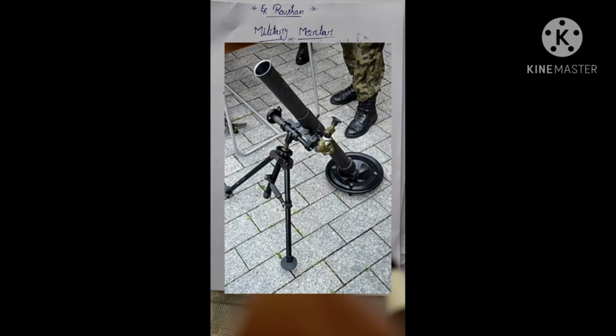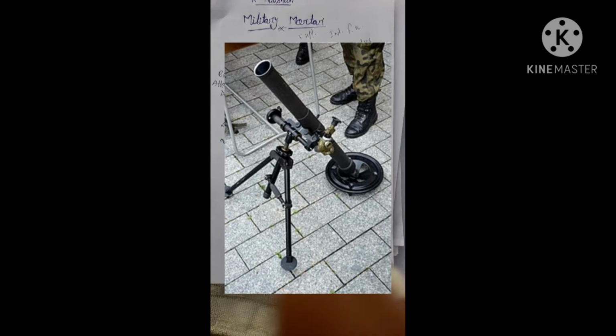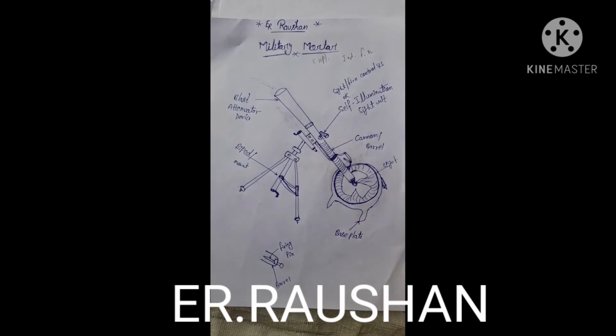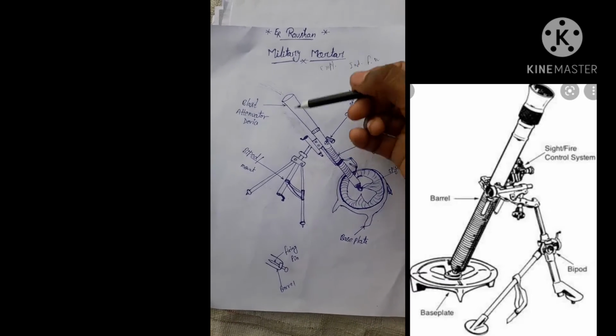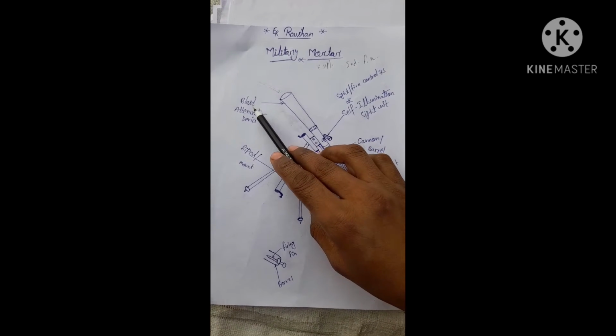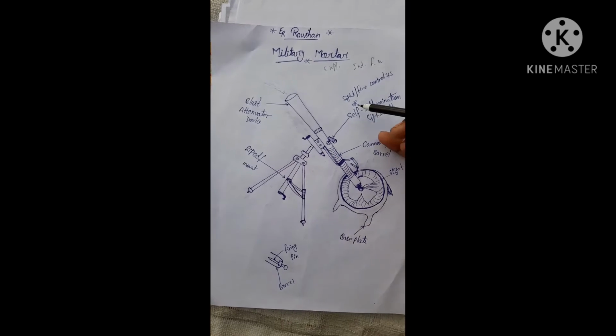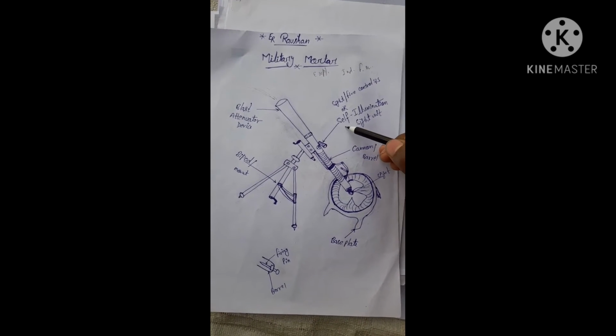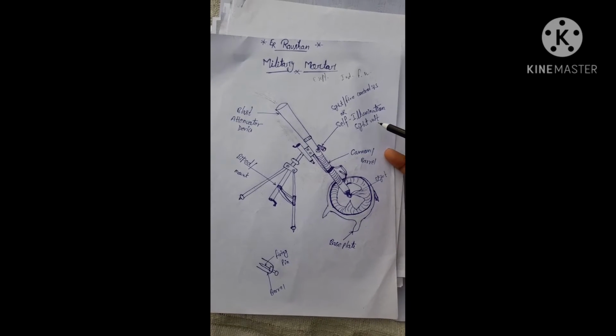Hi friends, today the new topic is military mortar. It is also known as just mortar. So you see here, this is a part name of this device, blast attenuator device. This is known as sight or fire control system, also known as self illumination sight unit.